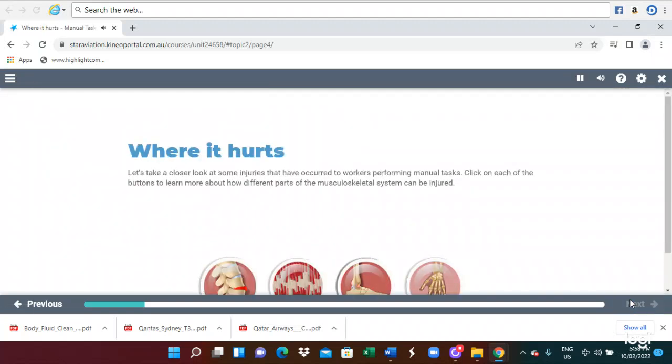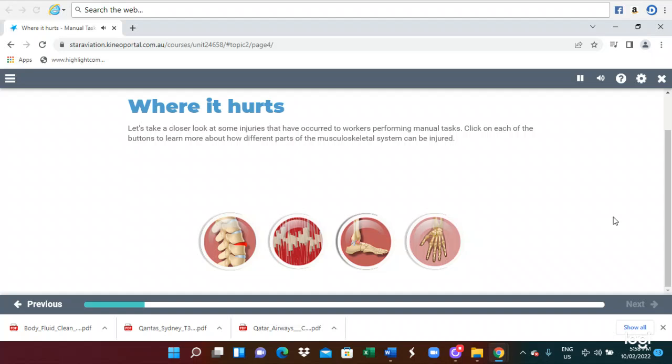Let's take a closer look at some injuries that have occurred to workers performing manual tasks. Click on each of the buttons to learn more about how different parts of the musculoskeletal system can be injured.